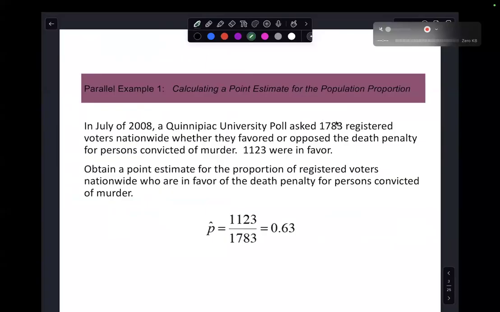All right. So a Quinnipiac poll had 1,783 registered voters. They found that 1,123 were in favor of the death penalty for people convicted of murder. And so our point estimate shows that 63% of our sample favor the death penalty for persons convicted of murder. This would be our point estimate.